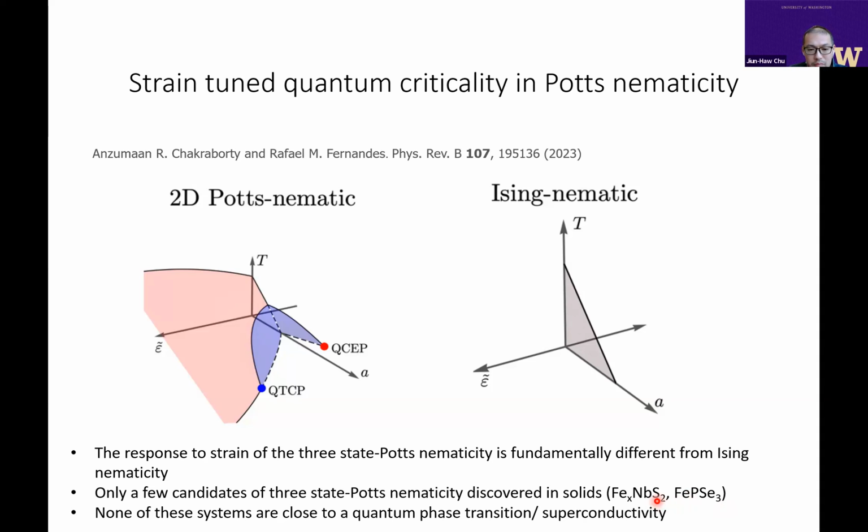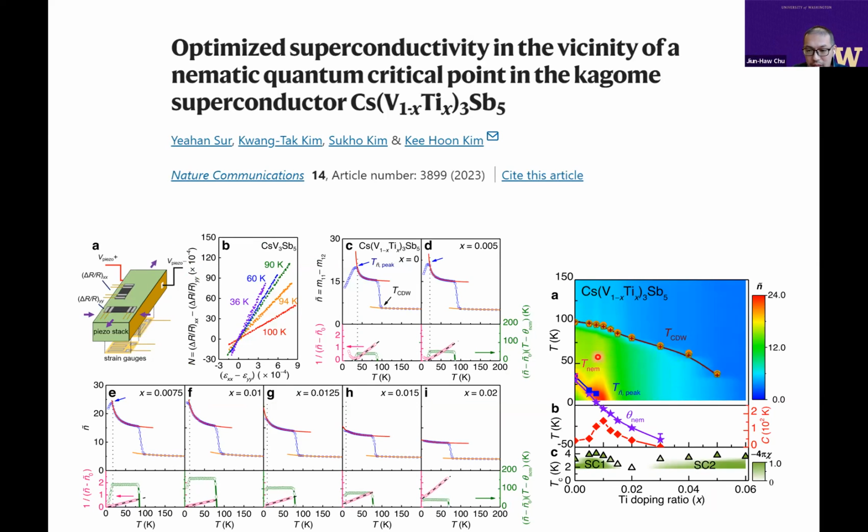Nevertheless, all these compounds are not ideal. First of all, they are magnetic materials. The vanadium compound is a charge order compound, so just having a different kind of flavor of nematicity is already quite interesting. Secondly, for these two compounds, it's unclear how you can tune this three-state Potts transition to zero temperature to induce a quantum phase transition. Whereas in this cesium vanadium 3, you already have a quantum phase transition, you already have a superconducting dome. So if there's really a three-state Potts nematicity in this system, that would be very interesting to study.